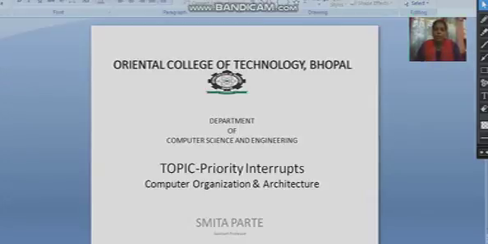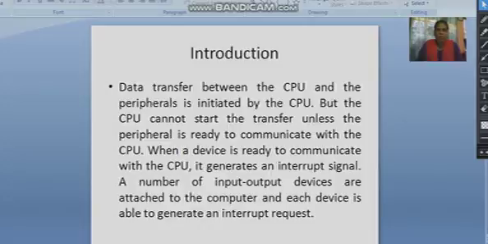Today we are going to discuss the topic priority interrupts, and that is subject computer organization and architecture. So let's start with the introduction. Why are we discussing interrupts? Because there is a pace difference in the working style of the CPU and the other input output devices. Whenever it is required to transfer data between the input output devices and the CPU, then the input output device generates an interrupt.